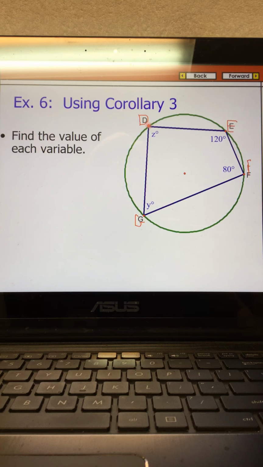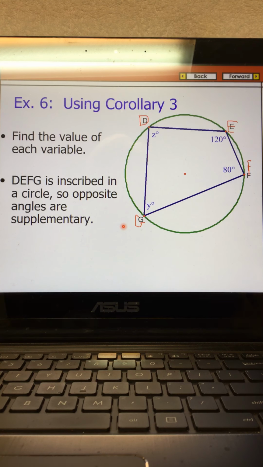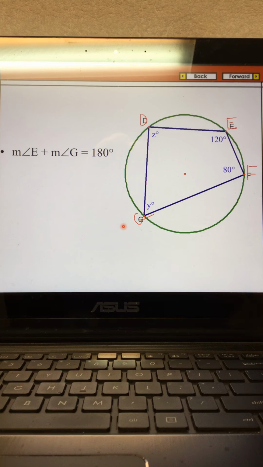In this situation, we know that we have a quadrilateral inscribed inside a circle, and we know opposite angles are supplementary. So that would mean that D plus F would have to be 180. Well, we know that the measure of D is Z, the measure of F is 80, so Z would have to be 100. The other pair of opposite angles would be G plus E, E plus G. We know that E is 120. We know that G is Y. So Y would have to be 60 in that case.